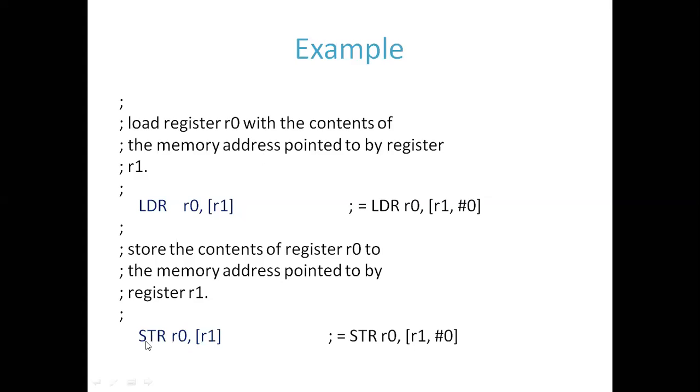Similarly, in this case, that is STR R0, comma, the value at R1. The register R1 actually contains the address of a memory location. So what I'm doing is storing the value of R0 into the memory location pointed to by R1, right? And here the bracket indicates the contents of R1 is treated as the address. Store the contents of register R0 to the memory address pointed to by register R1. So this is the application of LDR and STR.